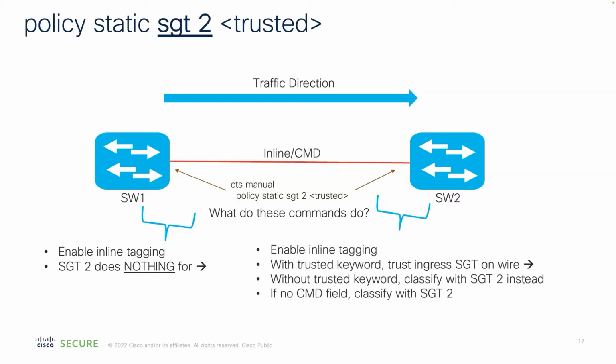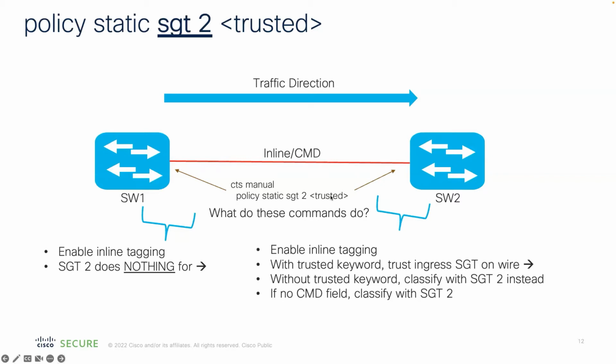On the right though, we've got switch 2, so we've got traffic coming into this box. We've got CTS manual, policy static SGT2 trusted on this interface. That enables inline tagging, so it enables switch 2 to receive the SGTs coming off the wire. If you've got the trusted keyword, then that means trust the SGT that I'm reading off the wire. Okay, so we're trusting that SGT. So if we've got SGT 10 on a user or an endpoint on switch 1, we've got SGT 10 flowing as a source SGT coming into switch 2. If it's trusted, it'll know it's SGT 10 and use that in its policy decisions.